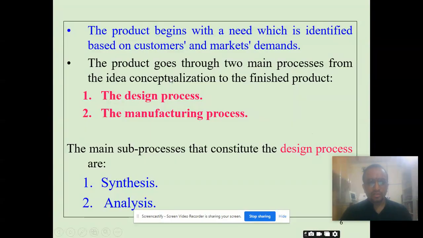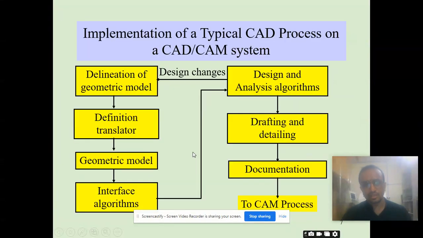So this is what we have discussed in the previous diagrams. The main sub-processes that constitute the design process are synthesis and analysis, which we have understood. We have seen the typical implementation of the CAD process: the geometrical model, design translator, geometrical model, then interface algorithm, design and analysis algorithm, drafting details, and documentation.